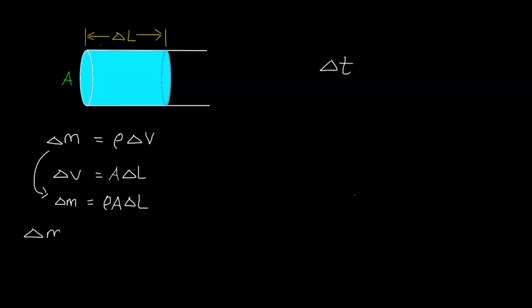The mass flow rate, which is delta m divided by delta t, is therefore equal to rho A delta L divided by delta t. By definition, delta L divided by delta t, which is the rate at which the fluid extends further into the pipe, is the velocity of the fluid at the pipe entrance, v.